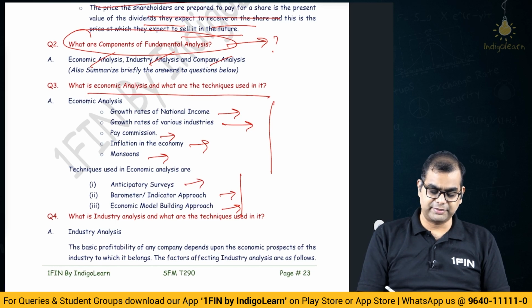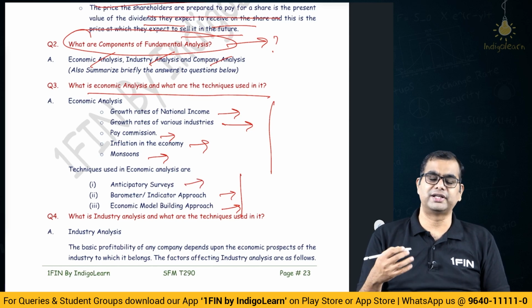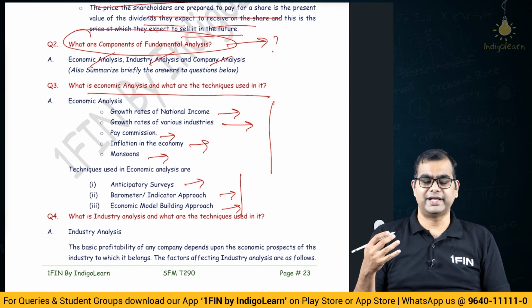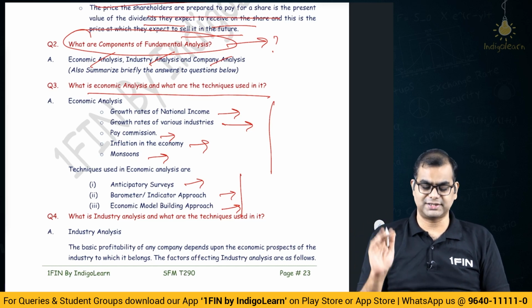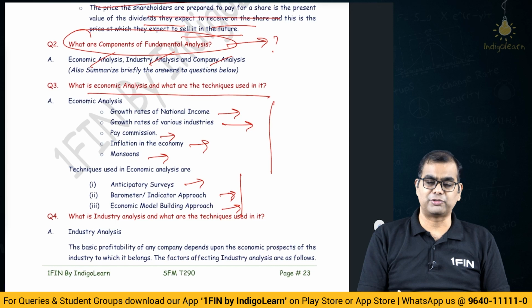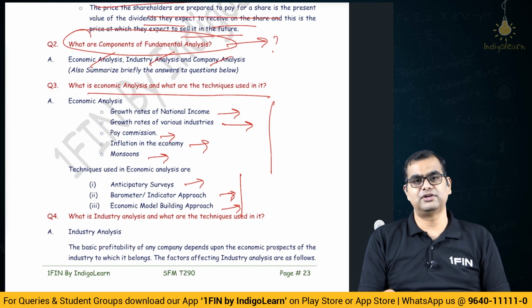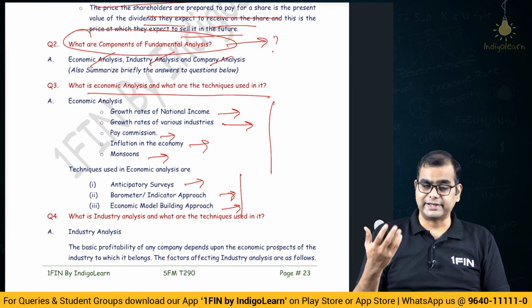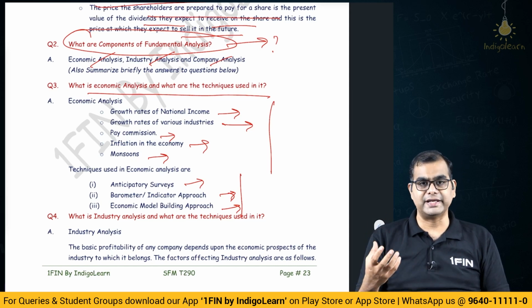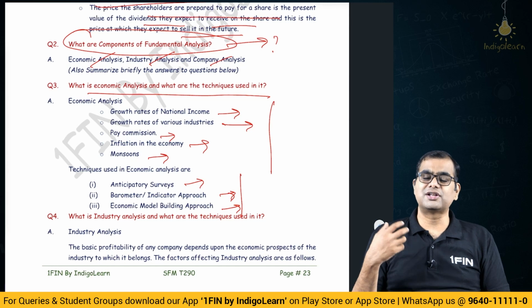What you do in anticipatory surveys, you basically go and ask people what they think, how they think the economy is going to perform in the future, what are their expectations from it, and so on. You survey enough people. Second, barometer indicator approach. So there are certain indicators of economy doing well, or how an economy will perform: interest rates, inflation, credit, banking system, NPAs, stock market. So these are all indicators.